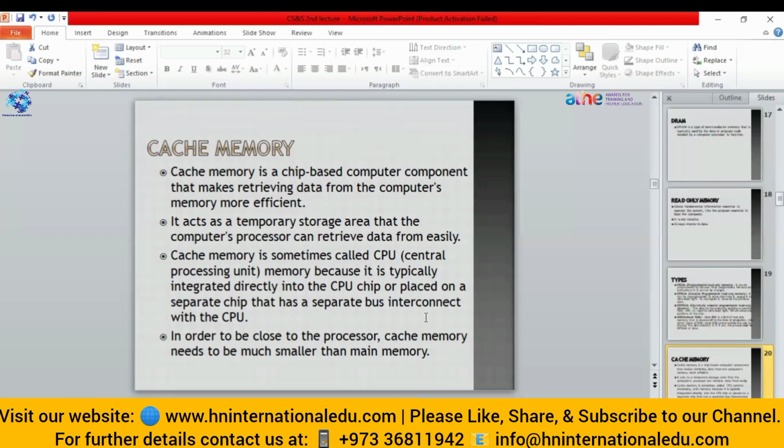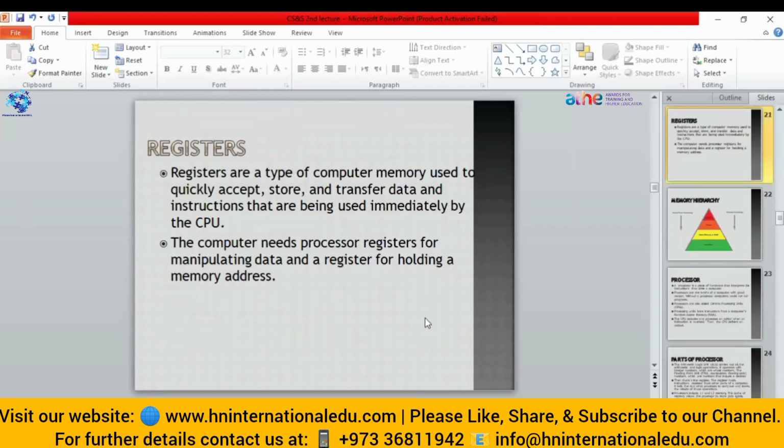The cache memory is sometimes called the CPU memory, because it is typically integrated directly into the CPU chip or placed on a separate chip that has a separate bus interconnected with the CPU. So that memory is close to the CPU. In order to be close to the processor, cache memory needs to be much smaller than the main memory.